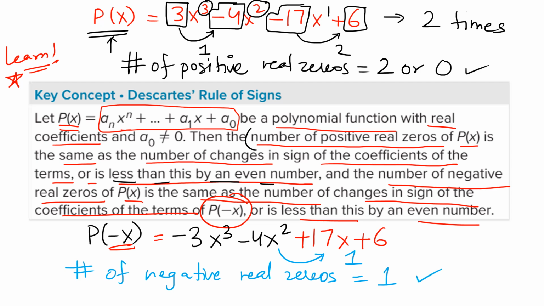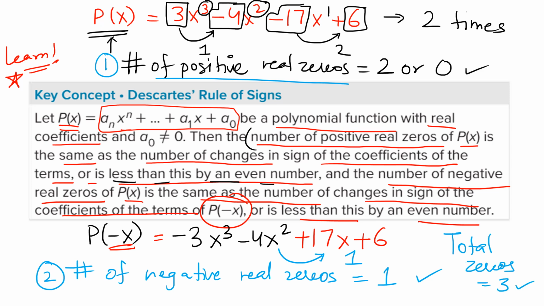Okay, so this is how you find the number of positive real zeros: you use the number of sign changes for p(x). This is how you get the number of negative real zeros: look at the sign changes for p(-x). Similarly, the degree was 3, so the total zeros or total roots has to be 3. Accordingly, we will fill the table and find positive, negative and imaginary roots.